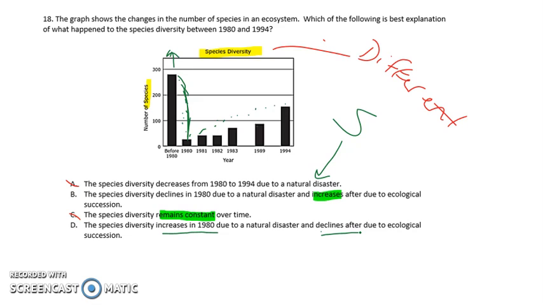So be careful and be mindful when you analyze a graph like this and look out for keywords, because B and D are very similar, but the important keywords here are talking about decline and talking about an increase, right? So that makes B the right answer choice, okay?